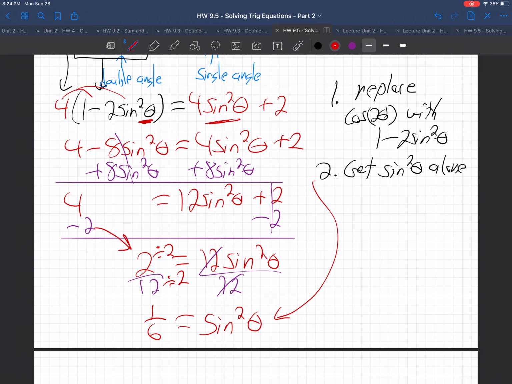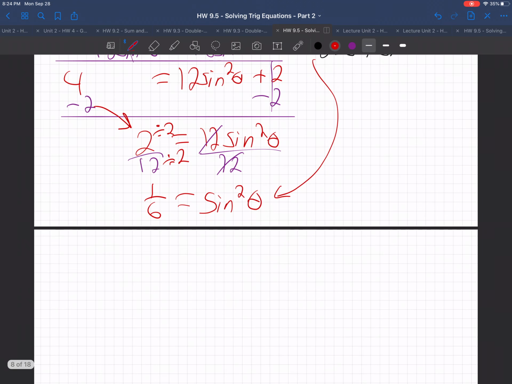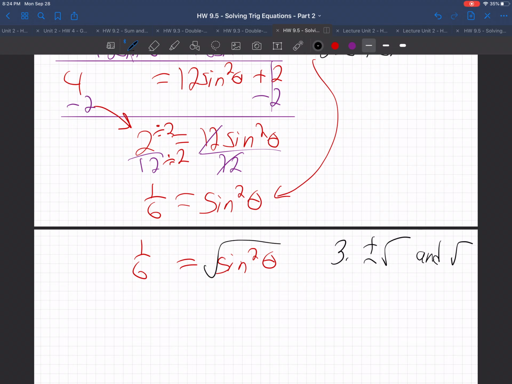We did. We got it alone. And then what did the instructions say from there on the notes? It said you're going to do the root on both sides, right? So this is step 3, plus or minus root and root. So you got to put a root here and a plus or minus root on the number side. Are you aware of that? Do you know that it's not just root and root? That's a very, very common mistake students make.